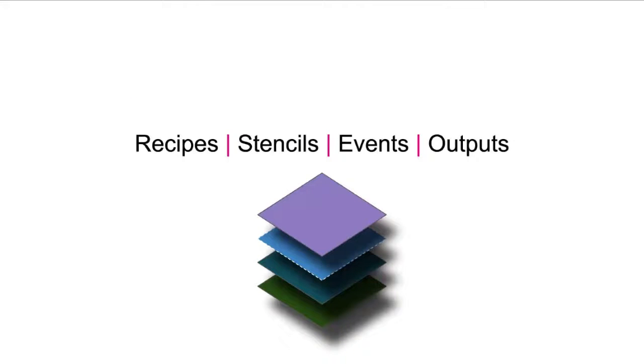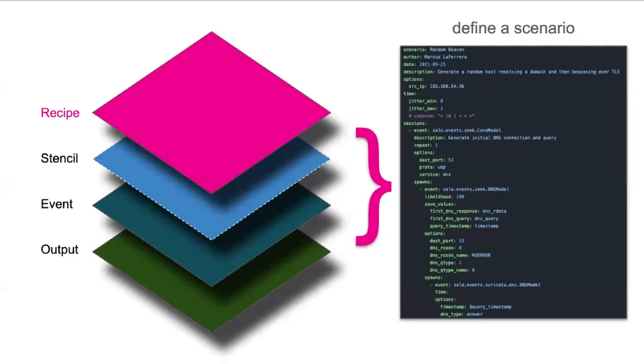All right, let's go ahead and dig into the specifics now. So you can think of each one of these terms as a different layer to produce the output for Salo. Let's go ahead and start with a recipe. A recipe is just where we define our scenario. This is kind of the core scaffolding to say how we want to produce the logs and what we want those values to be.